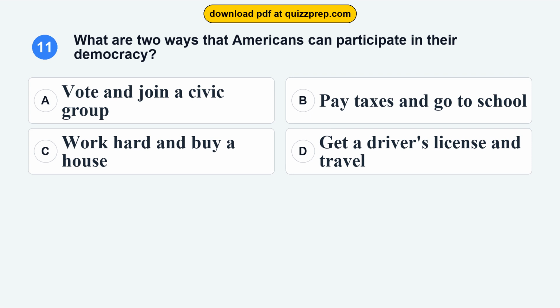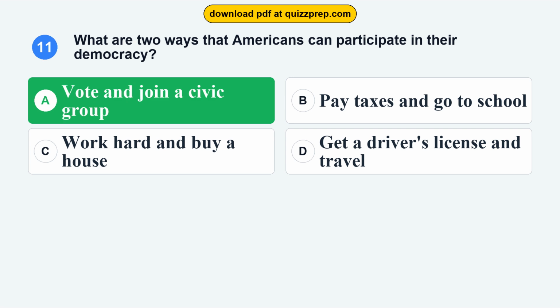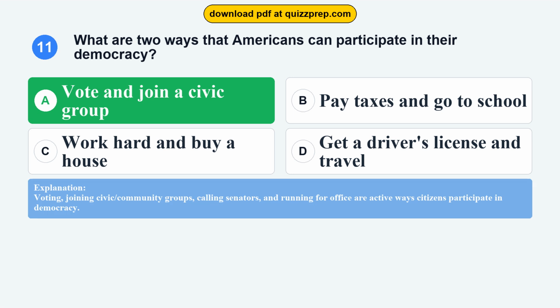Question 11. What are two ways that Americans can participate in their democracy? Option A. Vote and join a civic group. Option B. Pay taxes and go to school. Option C. Work hard and buy a house. Option D. Get a driver's license and travel. The correct answer is option A. Vote and join a civic group. Voting, joining civic/community groups, calling senators, and running for office are active ways citizens participate in democracy.